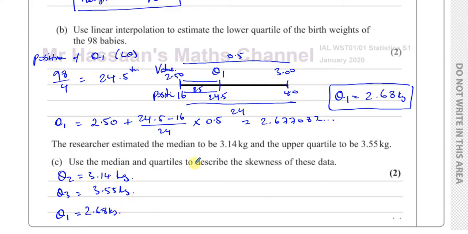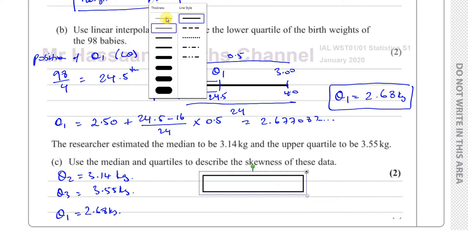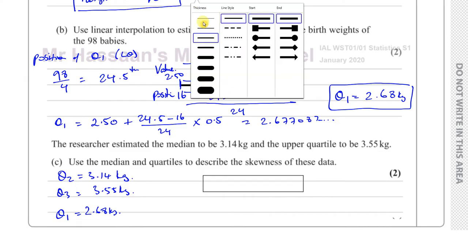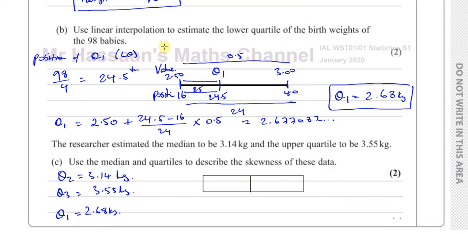So we've got to use the median and the quartiles to describe the skewness of these data. If we remember box and whisker plots, it's a nice, easy way to understand this. In the box part of the box and whisker plot, you have your upper quartile on the right side, the lower quartile on the left side, and in between them you have the median. So this is Q1, this is Q2, and this is Q3.